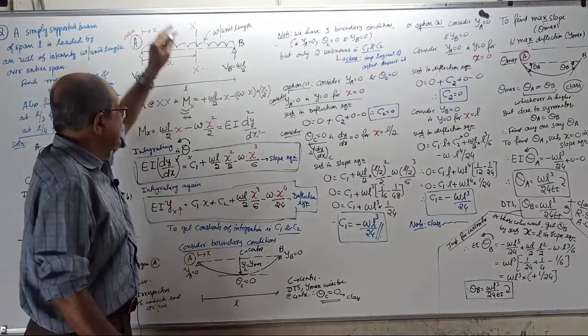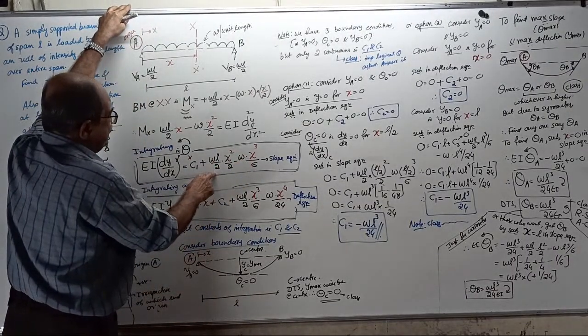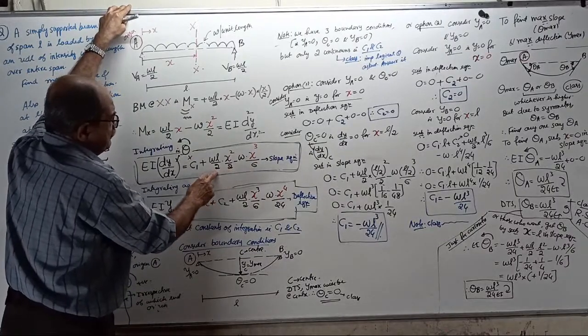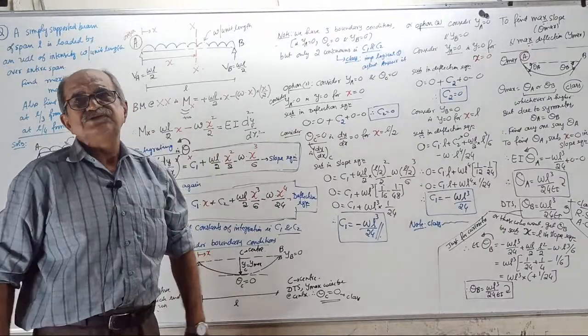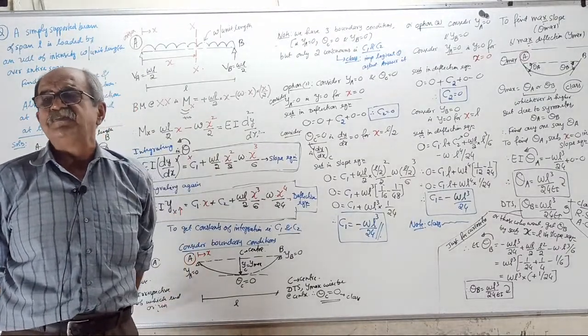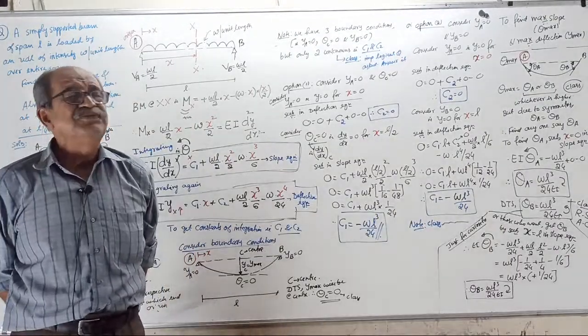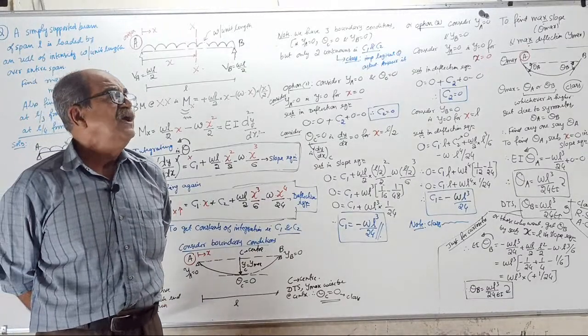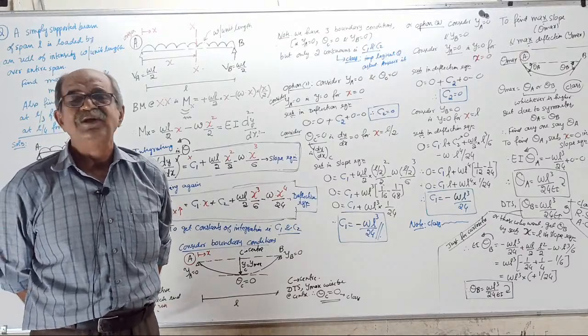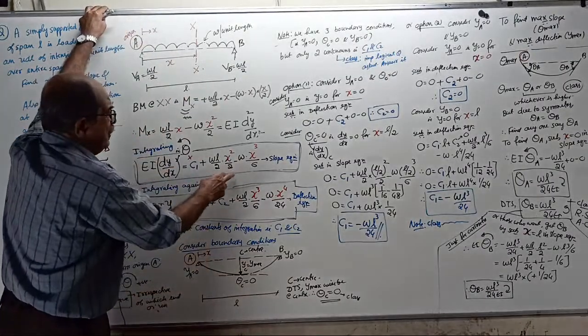One more thing: I can put this as WL into x square by 4, but no, I am used to x square by 2 always in this method. X square by 2 comes, x cube by 6 comes, x power 4 by 24 comes, x power 5 by 120 will come. Therefore, if anything is there, put it outside.